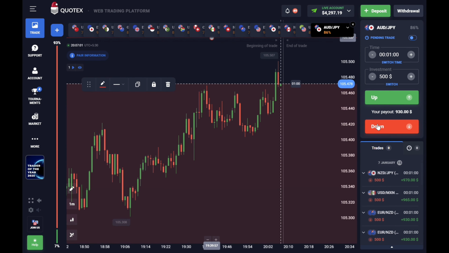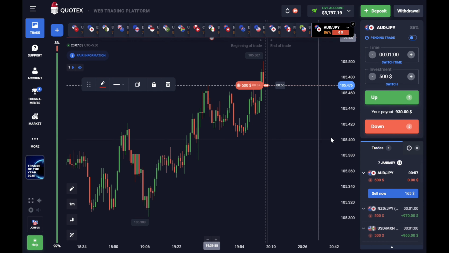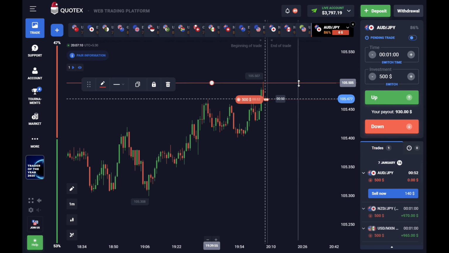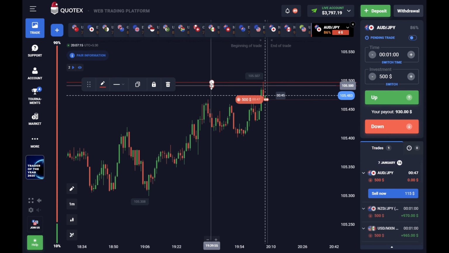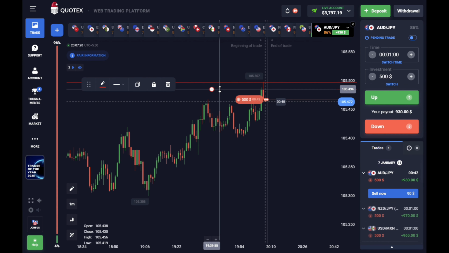So here I placed a trade in the downward direction. Why exactly did I do that? Because I feel that from here, the market movement should be downward since the previous candle has a very long wick on the upper side. And I think that if the upper wick is long, it indicates significant selling pressure there.